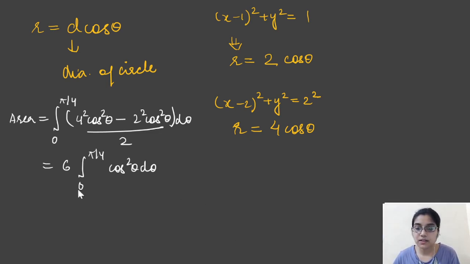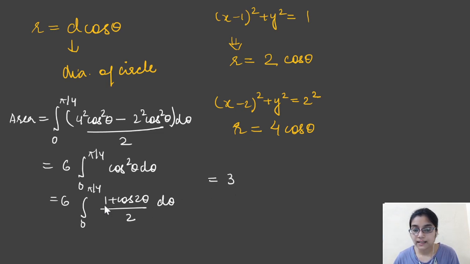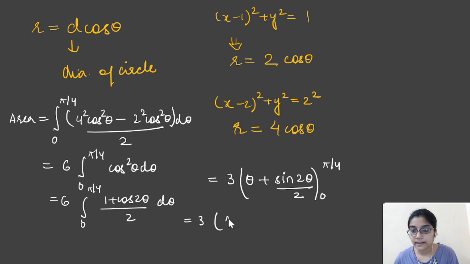We will keep cos square theta as 1 plus cos 2 theta by 2 to solve it, with the integral from 0 to pi by 4 d theta. So it will give us 3, and then you integrate 1, so you will get theta, and you integrate cos 2 theta, so you will get sin 2 theta by 2, and the limit is going to be from 0 to pi by 4. So what it came out to be is 3, then here you got pi by 4 plus 1 by 2.